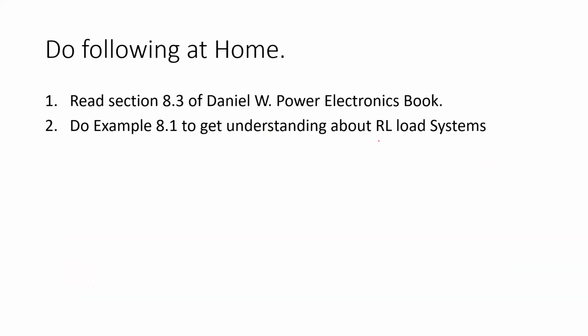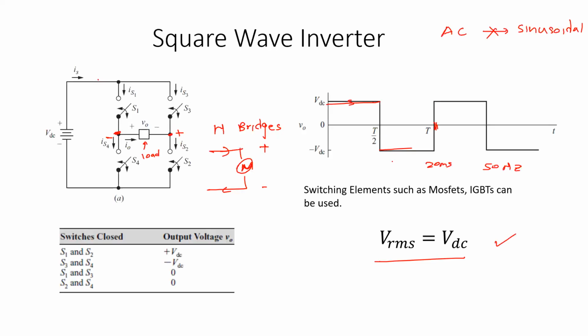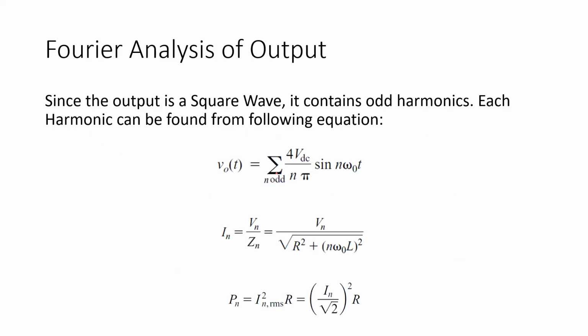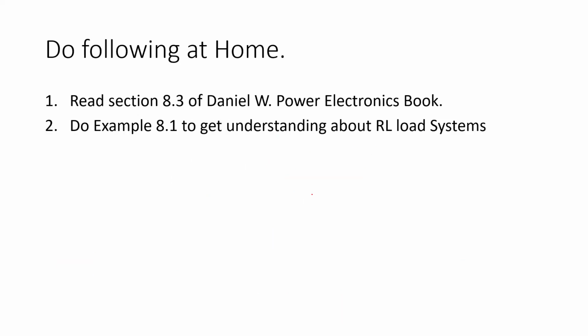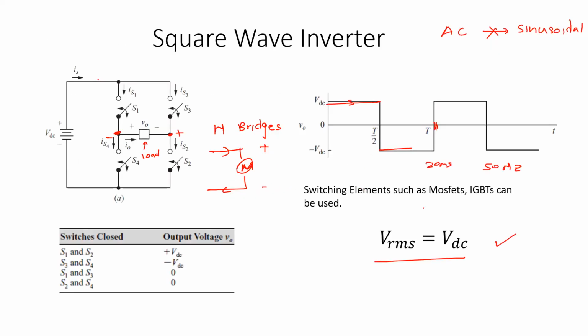Since I thought the time would not be enough for this, I have included some homework for you. You need to read section 8.3 of Daniel W. Hart's book, and section 8.1, to get an understanding about RL load. First we are going to talk about R load. R load is very easy actually: I out is VRMS over R.